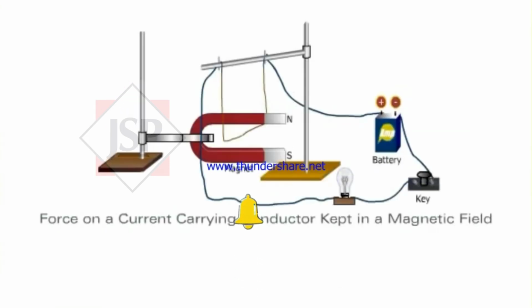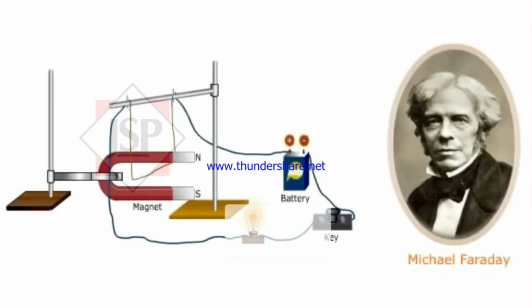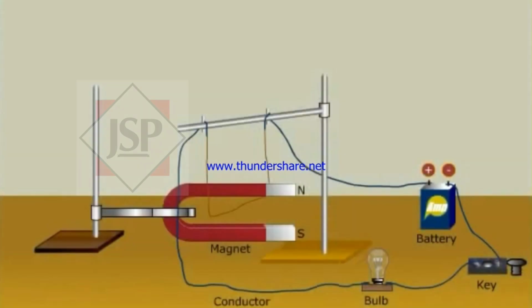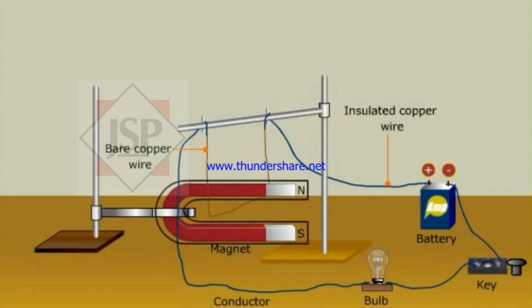Force on a current carrying conductor kept in a magnetic field. In 1821, Michael Faraday demonstrated that if an electric current is flowing through a conductor placed in between the poles of a horseshoe magnet, it experiences a force. Let us perform an activity to understand this concept. Suspend a bare copper wire with the help of an insulated copper wire between the poles of a U-shaped magnet as shown here. Observe the initial position of the copper wire, a good conductor of electricity.